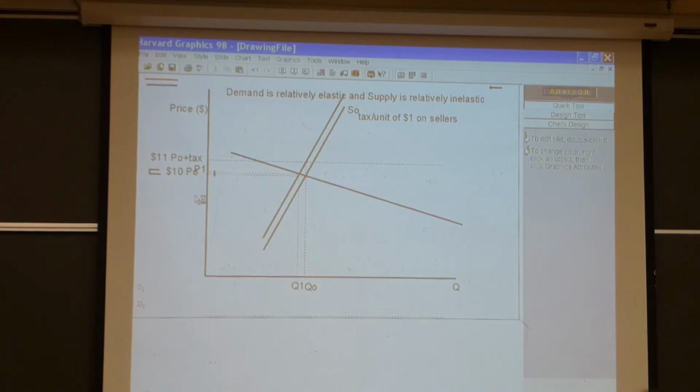And what do you think the buyer's share is? I say like 20 cents, everybody? 20 cents? So consumers are paying 20 cents more. Big deal. They won't even notice it.